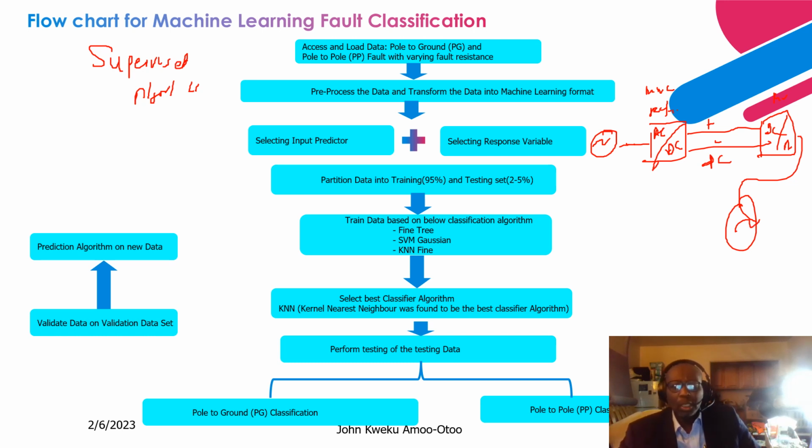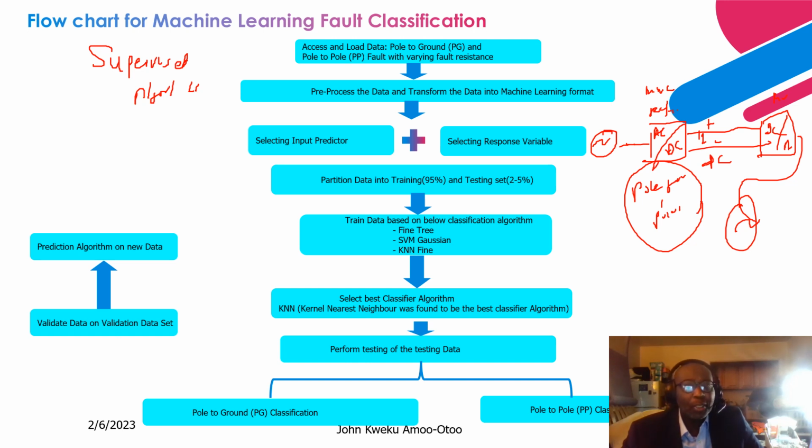On the DC transmission cable, which is a subsea cable, I applied pole-to-ground faults and a pole-to-pole fault at various distances along the entire length of the cable, with varying fault resistance. I modeled it in PSCAD, our software platform, and after simulating the faults, I collected the data, and I'll show you the format of the data.